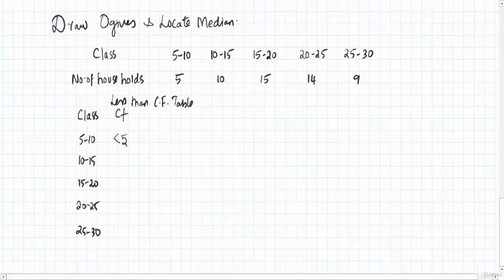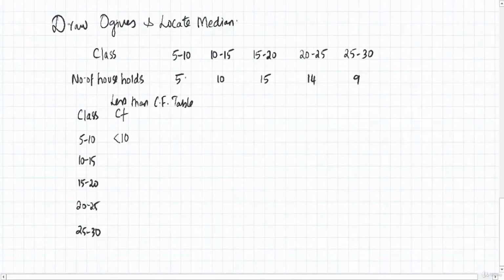So to start with, corresponding to this class, I will start with the cumulative frequency less than 5. Should I start with less than 5 or less than 10? Here you have the class as 5 to 10. So within 5 to 10 you have 5 households. If I write the cumulative frequency as less than 5, then I am wrong because I don't have information. So this should be changed to less than 10. So let me change it. It is less than 10.